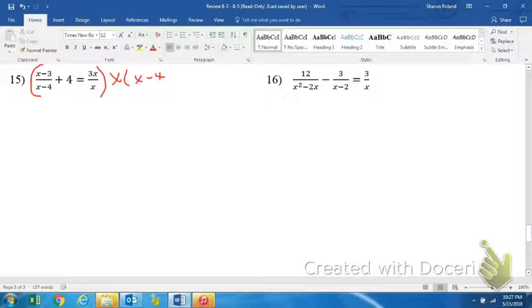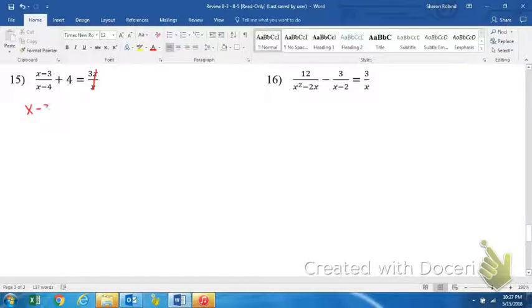I'm going to erase that. I just noticed something. It's a little bit tricky. These x's eliminate already, and so this isn't going to be a difficult problem at all.